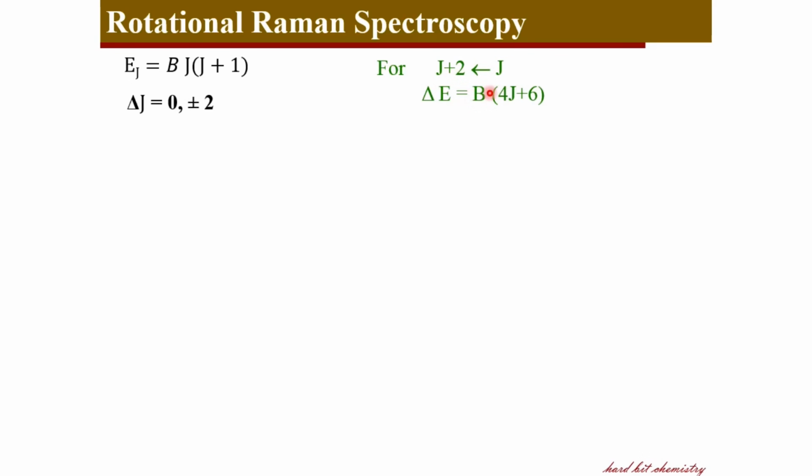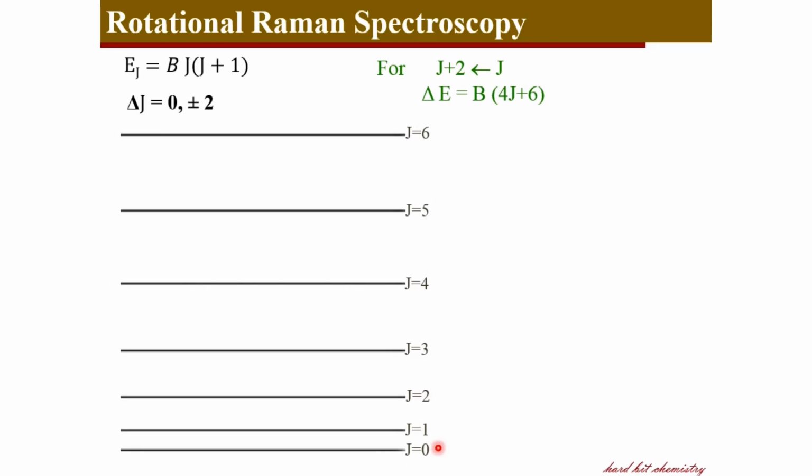So in this case, the calculations will lead to this expression that the difference in energy between the levels J and J plus 2 is B into (4J plus 6), where B is the rotational constant. And here are the different rotational energy levels, and let's now consider the transition from J equals 0 to J equals 2 with a delta J value plus 2. That will give rise to an energy difference of 6B between the initial and the final energy levels. And corresponding to the delta J value minus 2, that is from J equals 2 to 0, you get the same energy difference 6B.